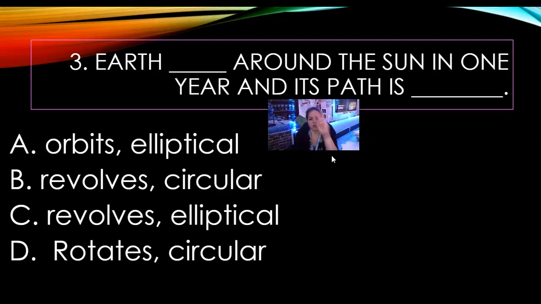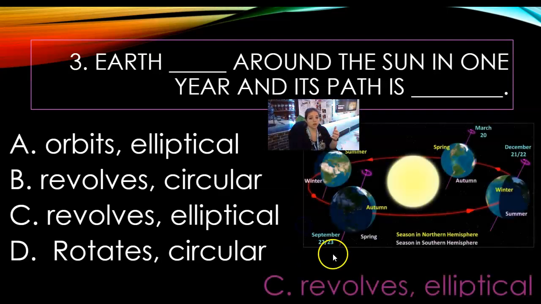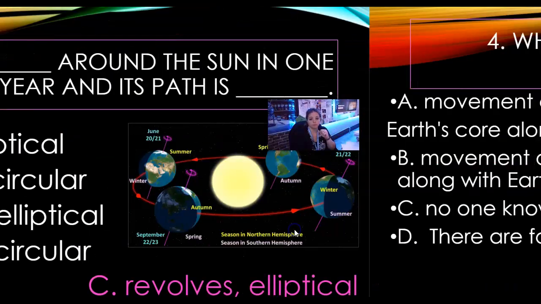Now here's the thing. There are two answers that are great. They answer the question, but one is even better than the other. So the best one right now is C. C, we revolve around the sun. But yes, it's also called orbiting. So if I was doing a test and these two came up, I would accept both answers, no problem.